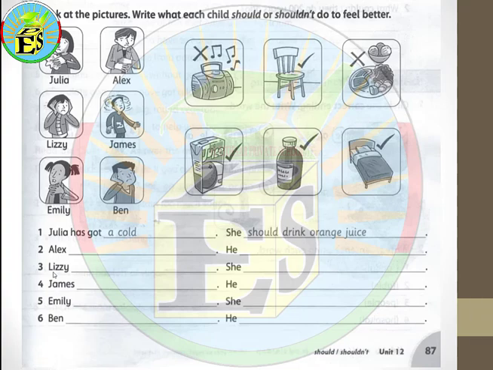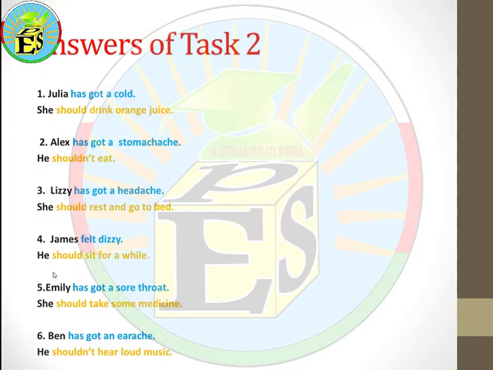Now, let's check the answers together. The first one is, Julia has got a cold. She should drink orange juice. The second one. Alex has got a stomachache. Then he shouldn't eat. Number 3. The first part is written with blue and the second part is written with yellow, okay? I want you to focus.